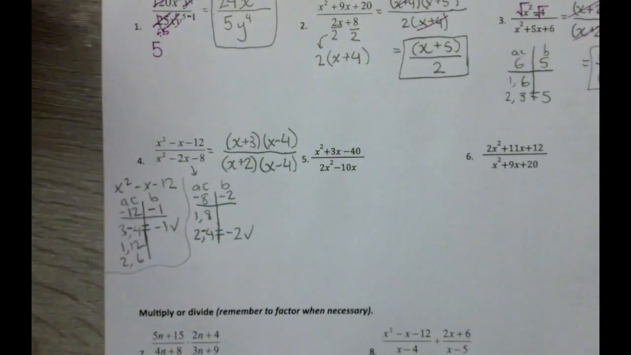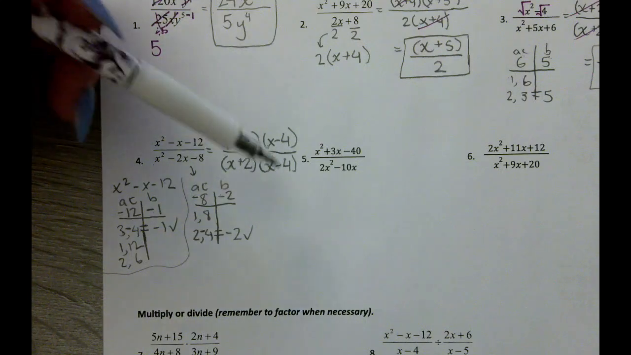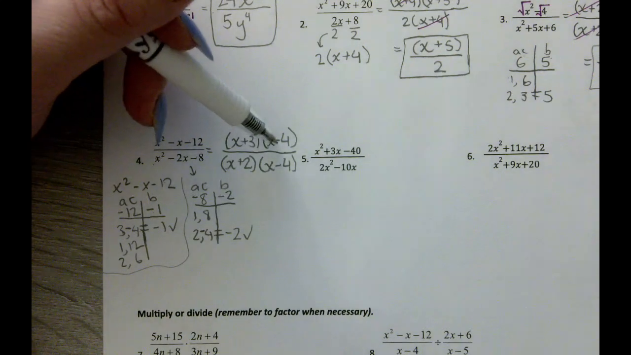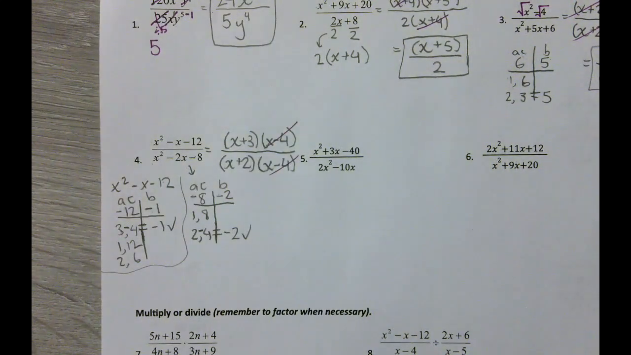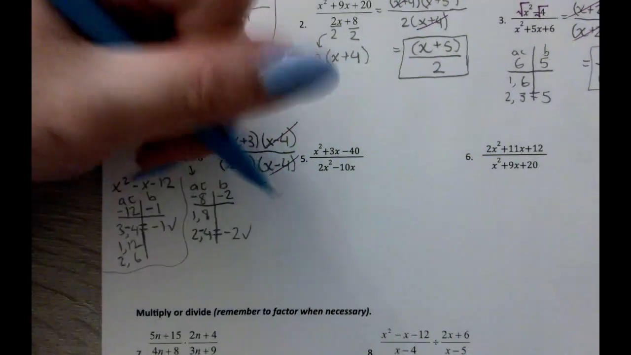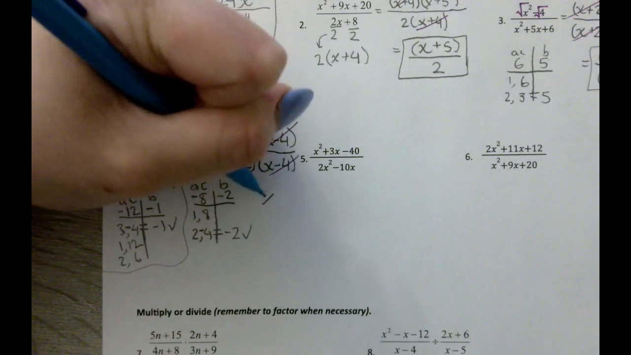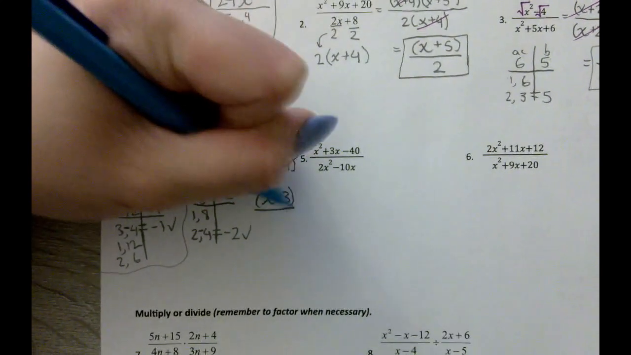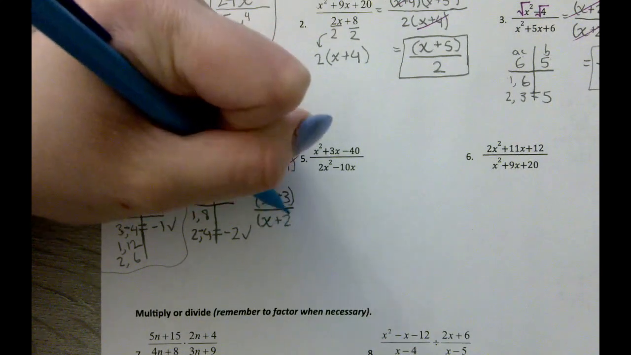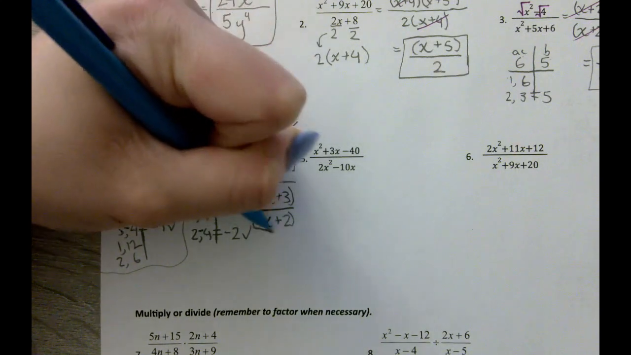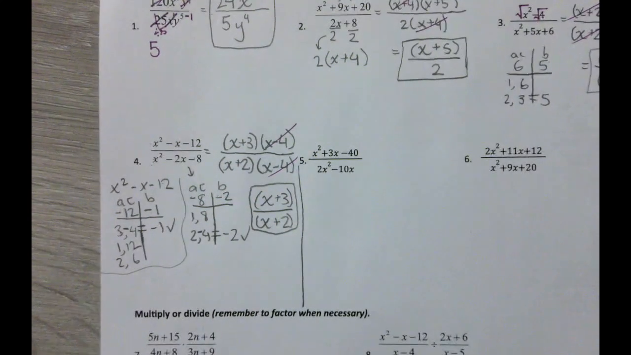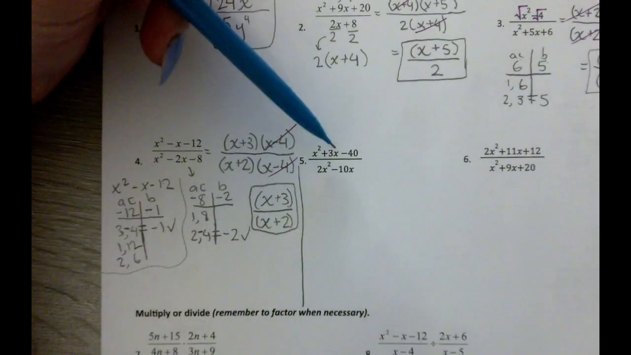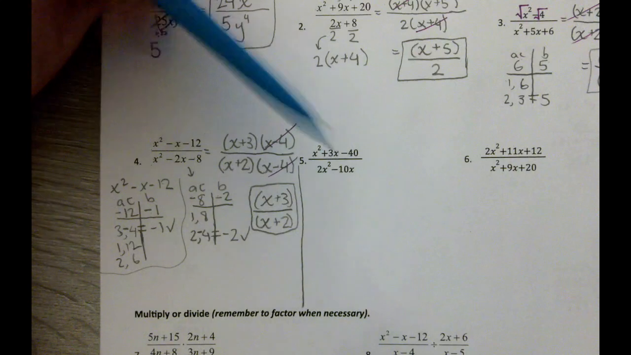Now I cancel. X plus 3 on top, I do not have an x plus 3 on bottom. X minus 4 on top and bottom, we can cancel. So we're left with x plus 3 over x plus 2. All right, number 5. X squared plus 3x minus 40, 2x squared minus 10x.